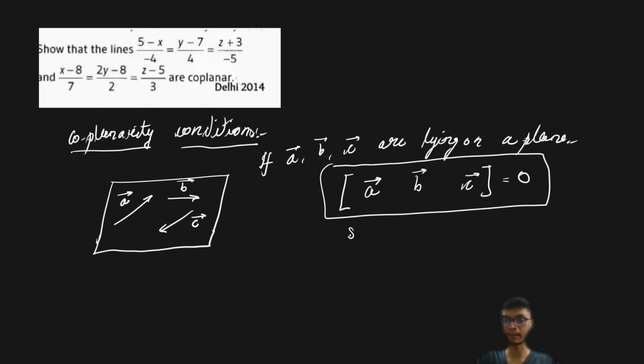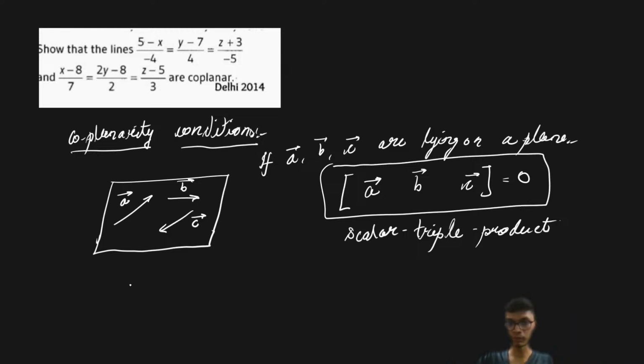This is called the scalar triple product. The scalar triple product basically gives me the volume of the parallelepiped. In case the vectors are coplanar, then the volume of the parallelepiped is equal to 0. So we will get the scalar triple product equal to 0, right?